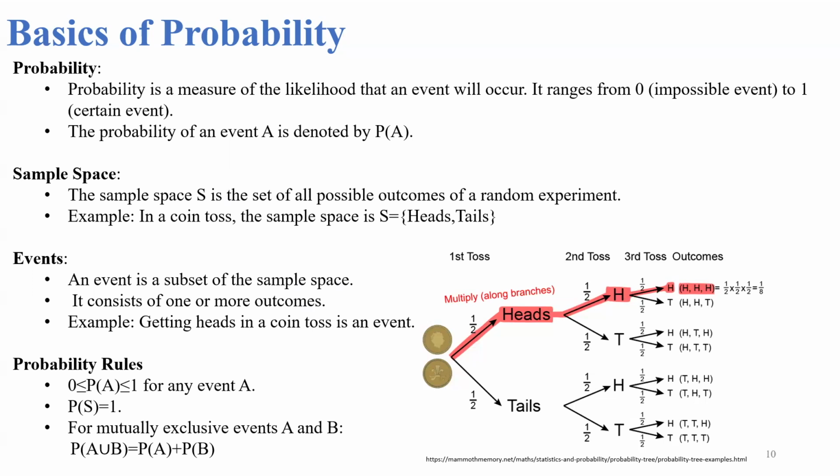And an event is a subset of a sample space. So all these HHH or HHT, for example, are events. It consists of one or more outcomes. For example, getting head in a coin toss is an event. Some of the rules of probability: they always lie between 0 and 1, because it can be 0% or 100%. The probability of the entire sample space is 1. So if you know the entire sample space and sum it up, it will be 1. For mutually exclusive events such as A and B, which is represented by P of A union B, if you have done set theory before, these are some of the symbols like union, intersection, and so on, it is given by the probability of A plus the probability of B.